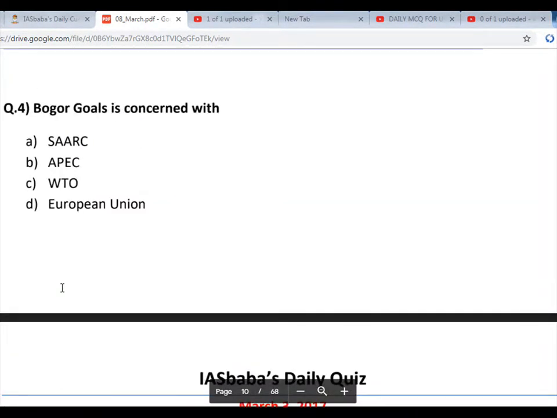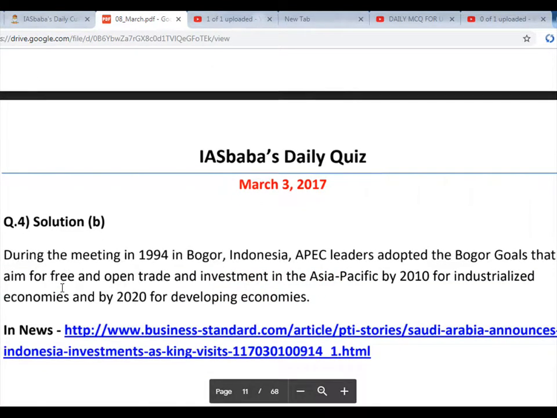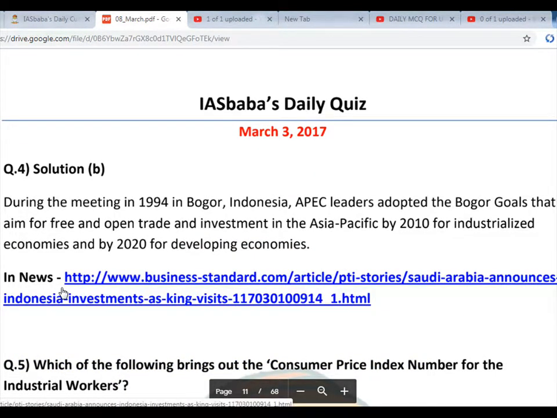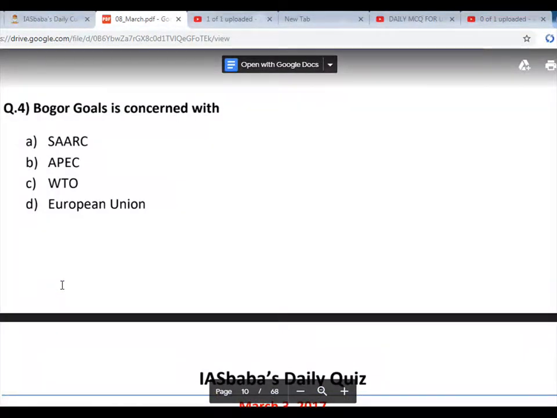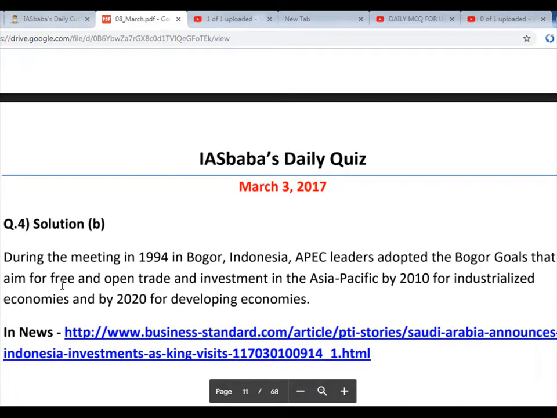Next, Bogor goals is concerned with APEC. During the meeting in 1994 in Bogor, Indonesia, APEC leaders adopted the Bogor goals that aim for free and open trade and investment in the Asia Pacific by 2010 for industrialized economies and by 2020 for developing economies. Bogor goals is concerned with APEC, Asia Pacific Economic Cooperation.